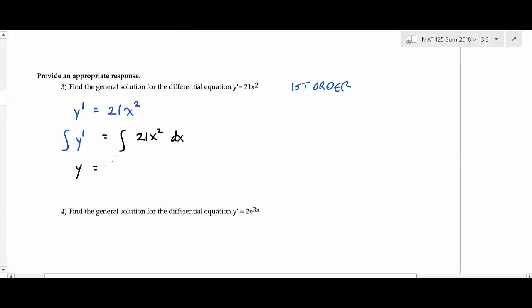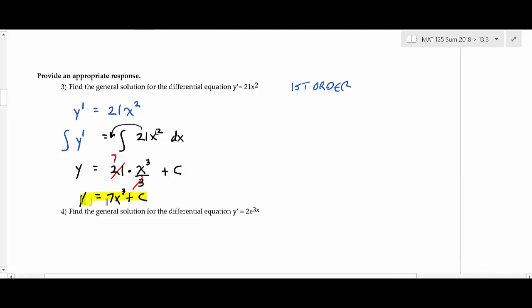And then this side is an antiderivative. Remember what we learned: you can take the constant out of the integral. And then we have the power rule for this integral. You're just doing an antiderivative here. So you want to add 1 to that exponent. That would be x to the third over 3. Then you've got the plus c. We'd have 21 over 3 is 7. So the function that we would get is y equals 7x to the third plus c.